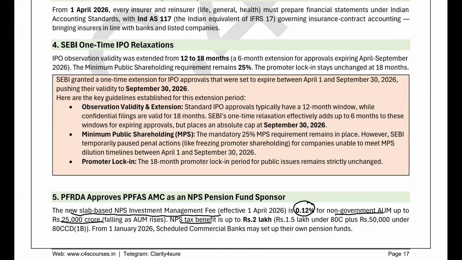NPS tax exemption is rupees up to 2 lakh, rupees 1.5 lakh under 80C plus rupees 50,000 under 80CCD. From 1st January, what has been done? Scheduled commercial banks may set up their own pension funds. Now see, this has been made 1.5 to 2 lakh. Are you getting my point? Please have a look at this point. The scheduled commercial banks may set up their own pension funds.